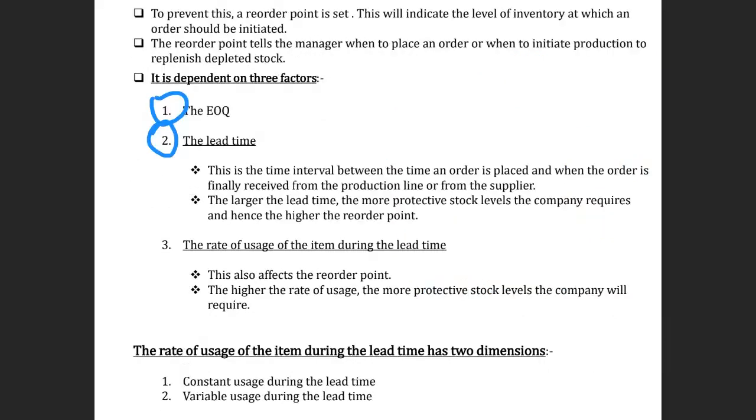So we're going to look at the lead time and the usage during the lead time. As I said to you, the usage during the lead time is going to be, yes, it could potentially be because of that as well. So there are many different reasons that would lead to businesses holding safety stock.